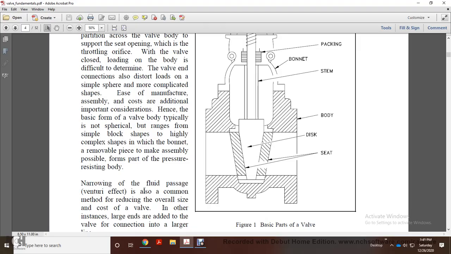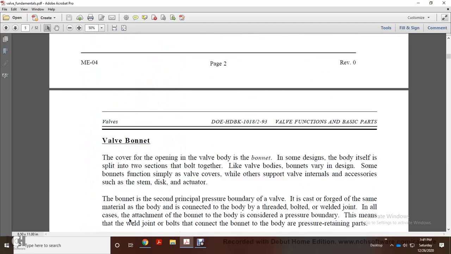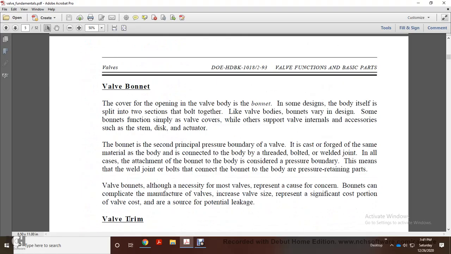Narrowing the fluid passage, the venturi effect, is also a common method of reducing the overall size and cost of the valve. In other instances, large ends are added to the valve for connection to a larger line. Your valve bonnet: the cover for the opening in the valve body is the bonnet. It is sometimes designed so the body itself is split into two sections that bolt together.